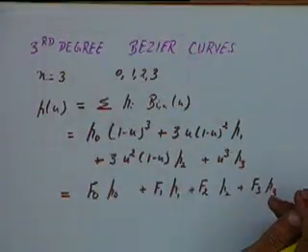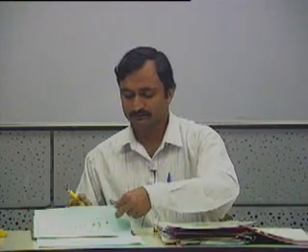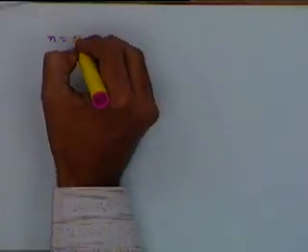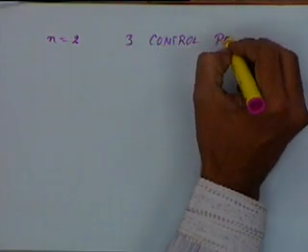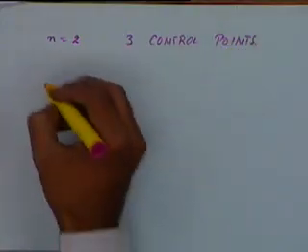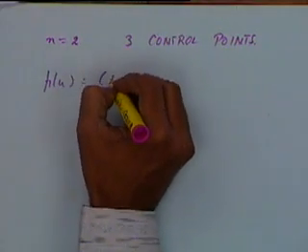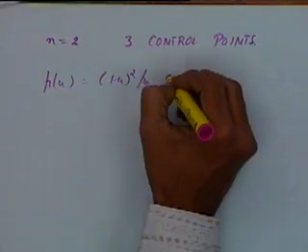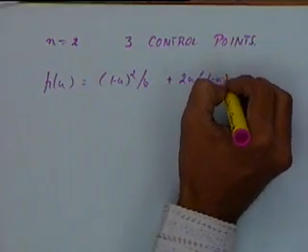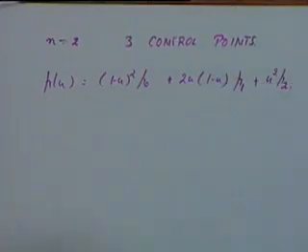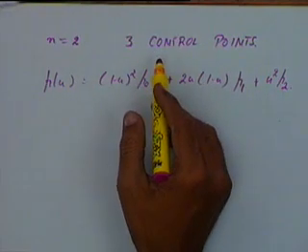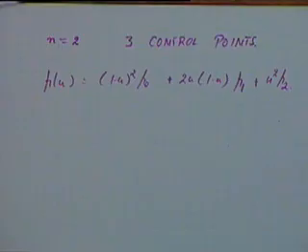We can also get a simple second degree curve, where n is equal to 2 and we have only 3 control points. We will get P of u equal to (1 minus u) whole squared times P0, plus 2u into (1 minus u) times P1, plus u squared times P2. This is for a simple second degree curve, and similarly we can get higher degree curves.